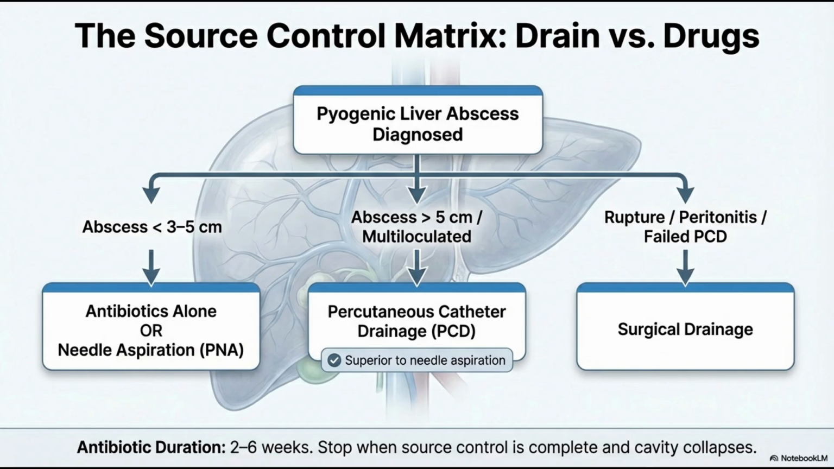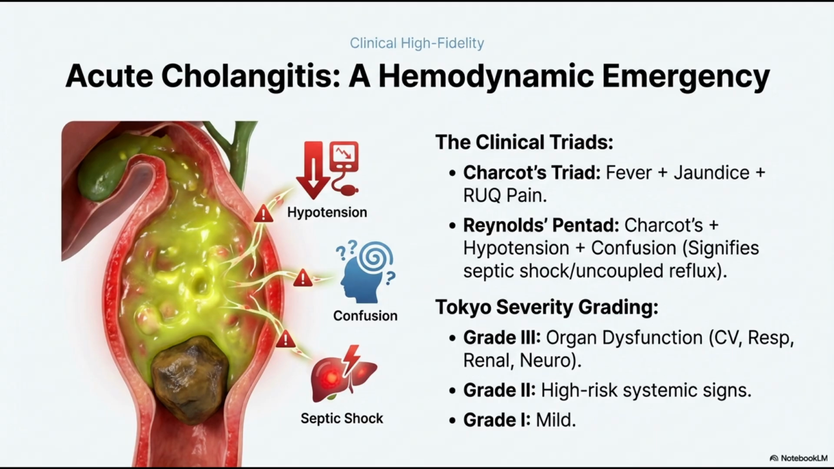All right, let's move from the liver parenchyma into the plumbing itself. Section 4. Acute cholangitis, the biliary emergency. This is where the pressure paradigm we talked about in the intro becomes a matter of life or death within hours. Definitions first. Cholangitis is inflammation of the bile duct caused by obstruction plus bacterial growth.